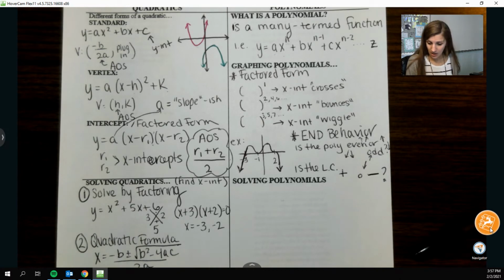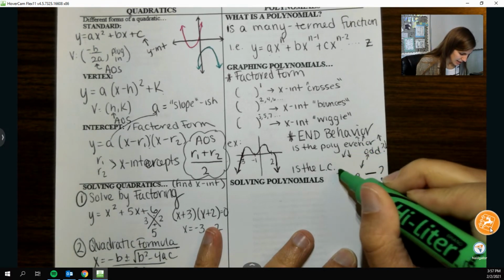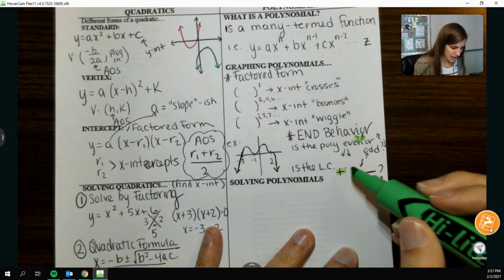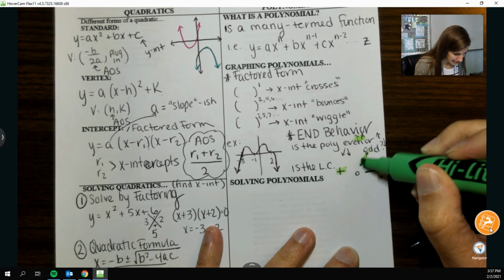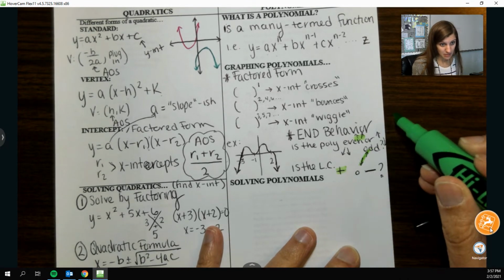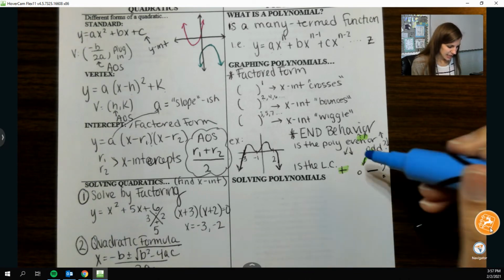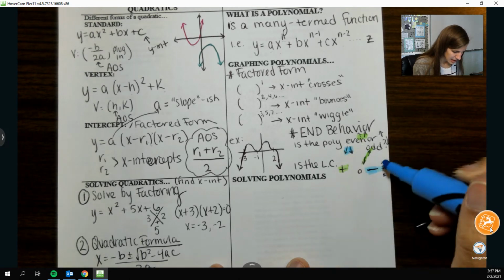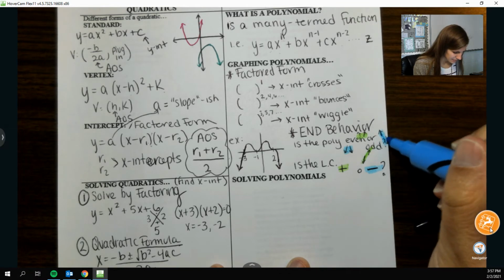So maybe I'm going to get a little color in here. If you are even and positive, then you're up. If you're odd and positive, you're like a going up line. So it starts down, ends up. That's like a going up line. If you are even and negative, you're pointing down. And if you're odd and negative, then you're like a going down line.